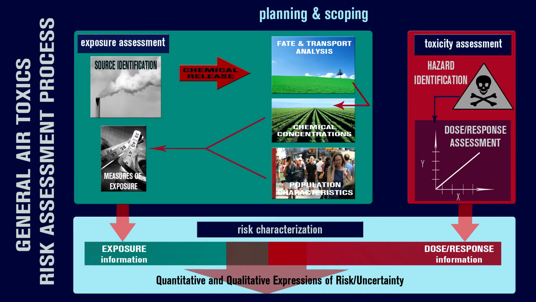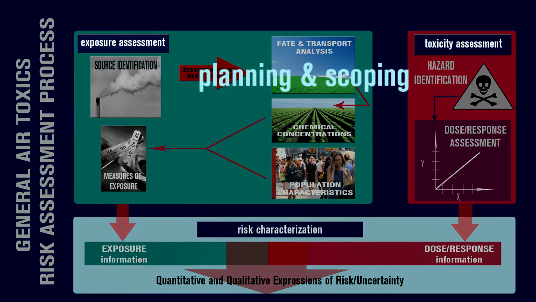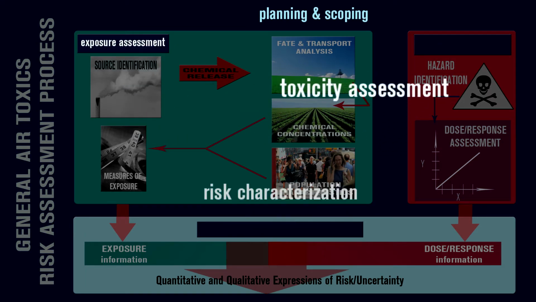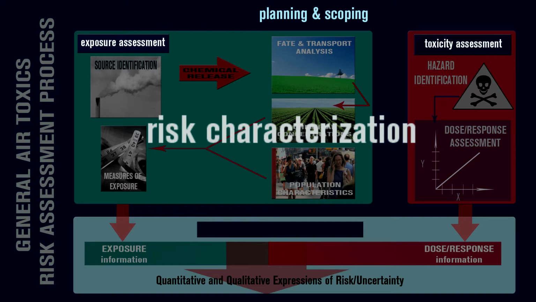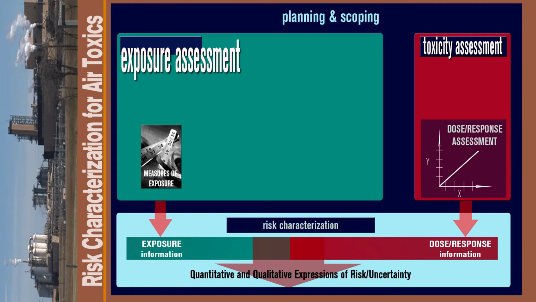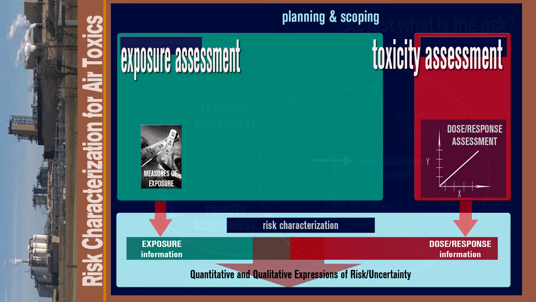In this module, we will talk about risk characterization, which is the last part of the risk assessment process. Going back to the detailed air toxics risk assessment process, it is divided into four main parts: the planning and scoping process, the exposure assessment, the toxicity assessment, and the risk characterization, which is our topic for this module. In the risk characterization, we combine exposure analysis and toxicity information to make statements about how risky those exposures are and how uncertain we are about our estimation of risk.